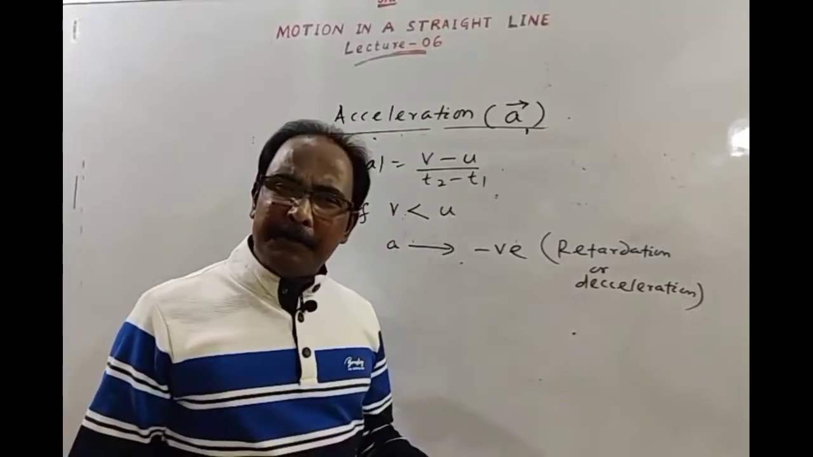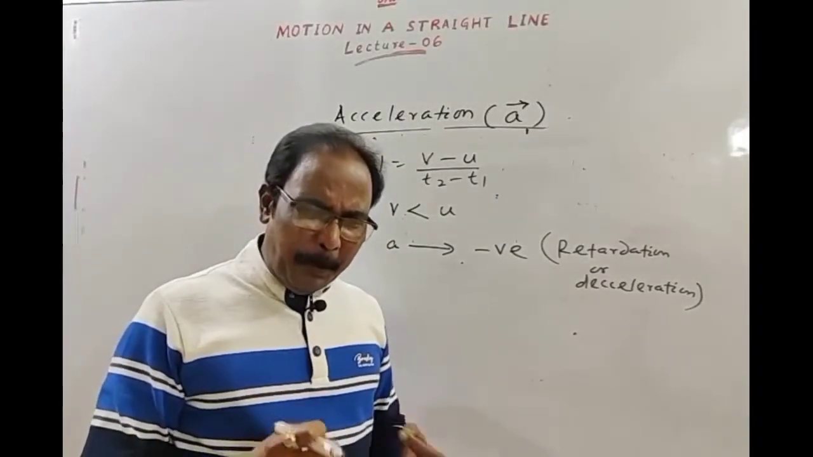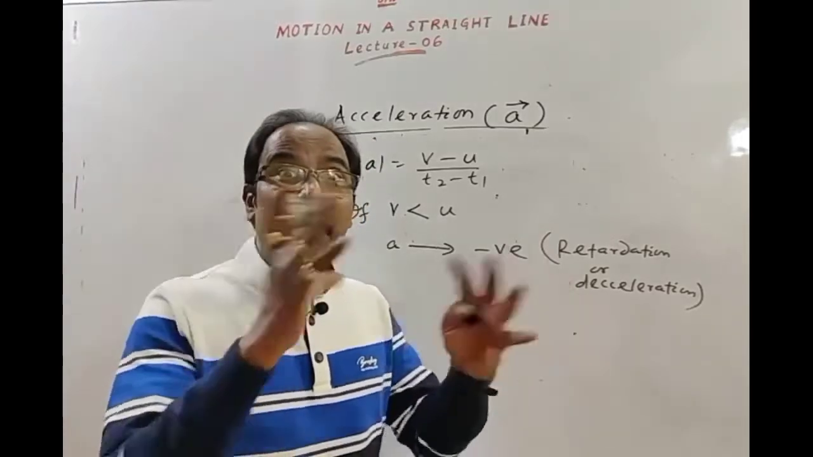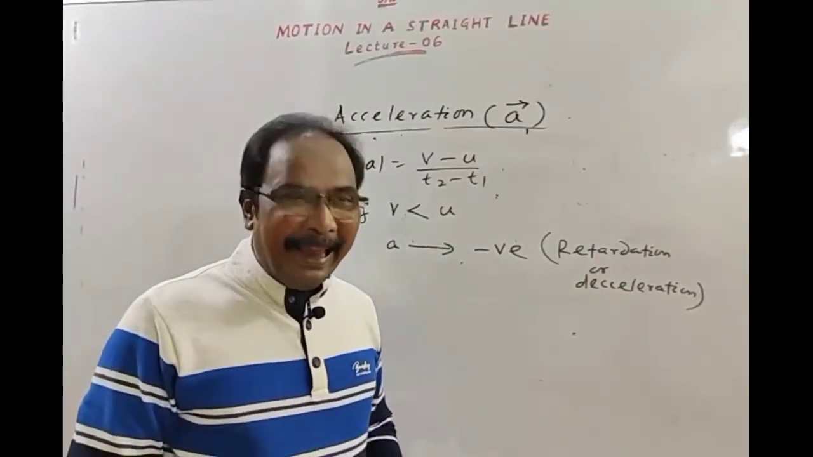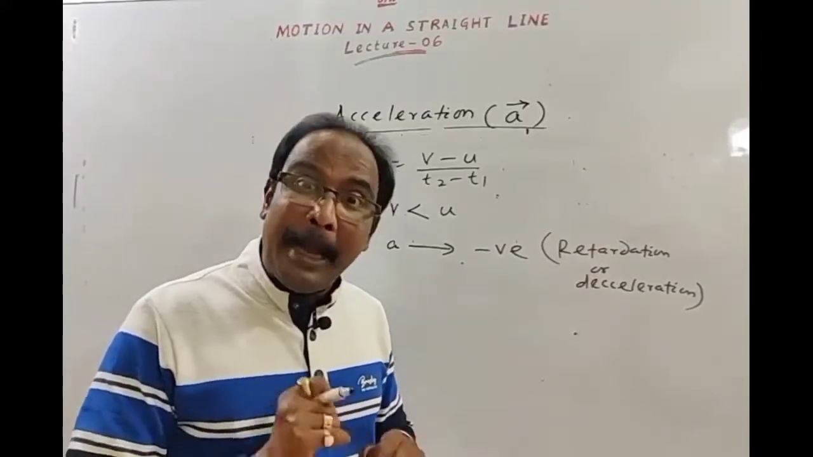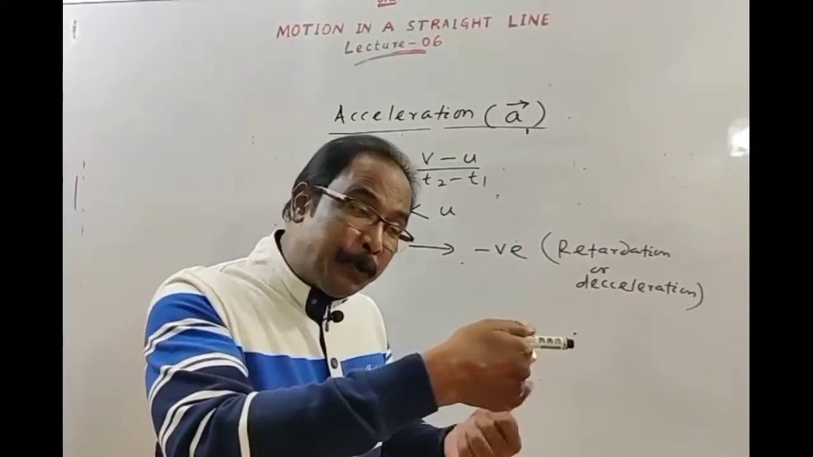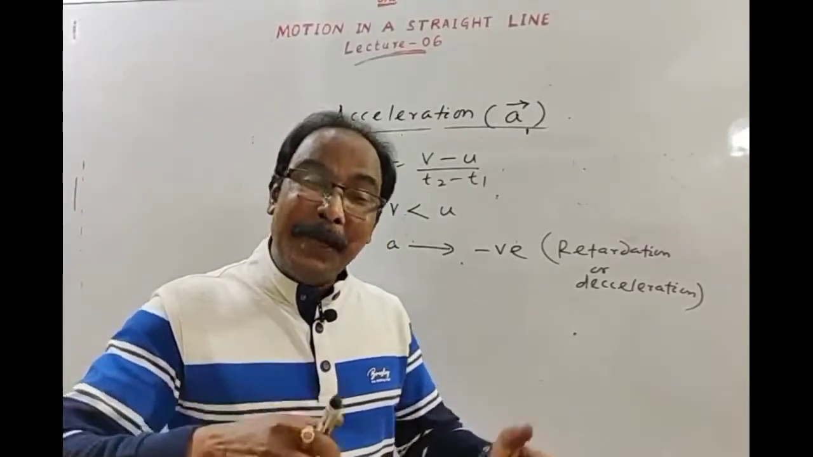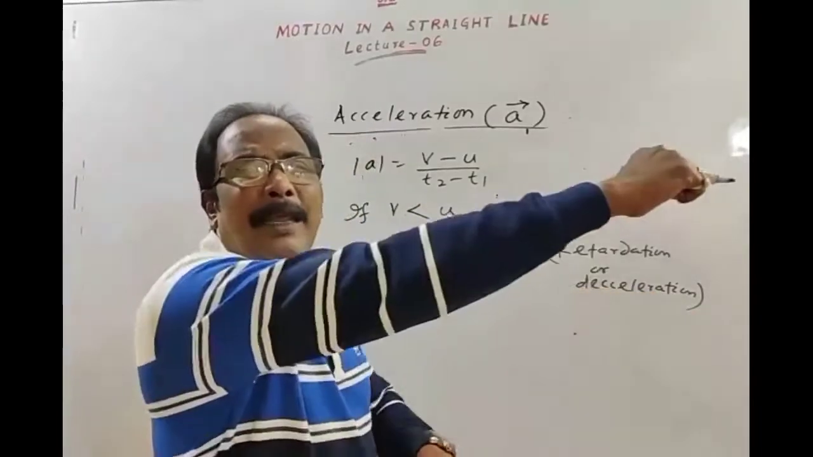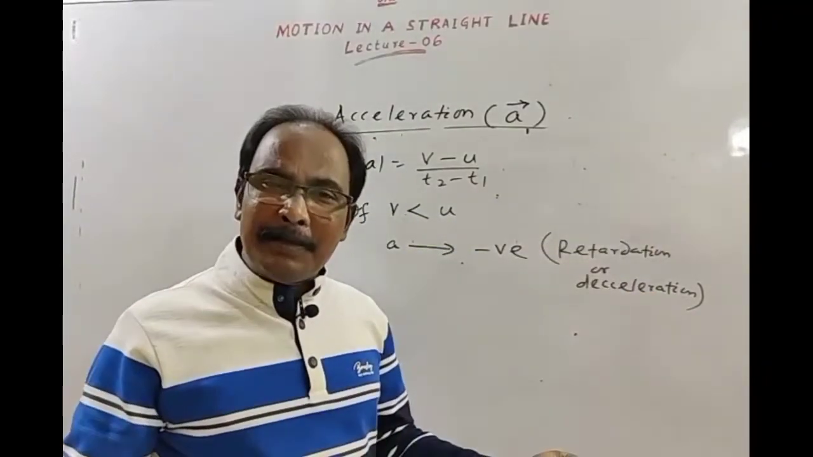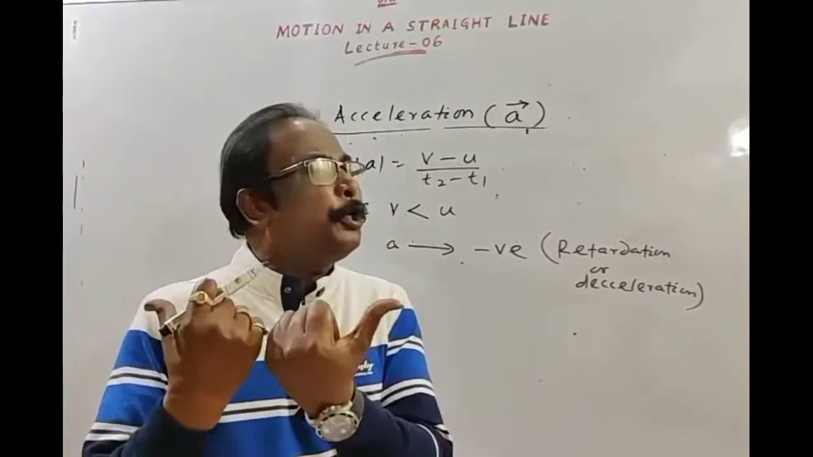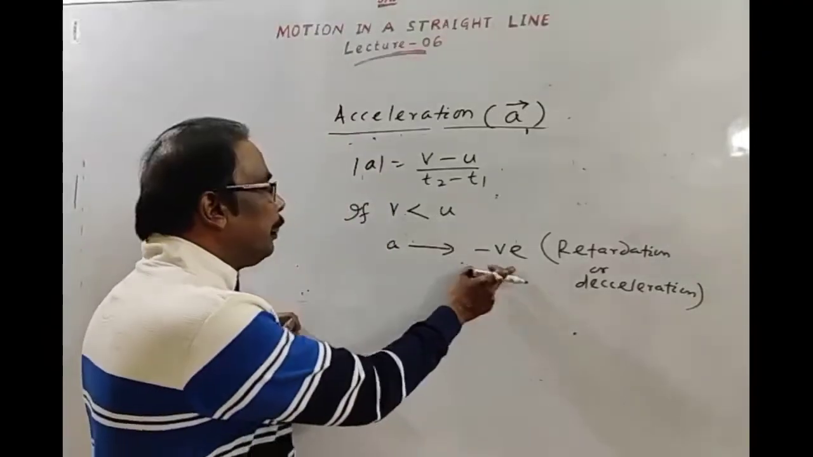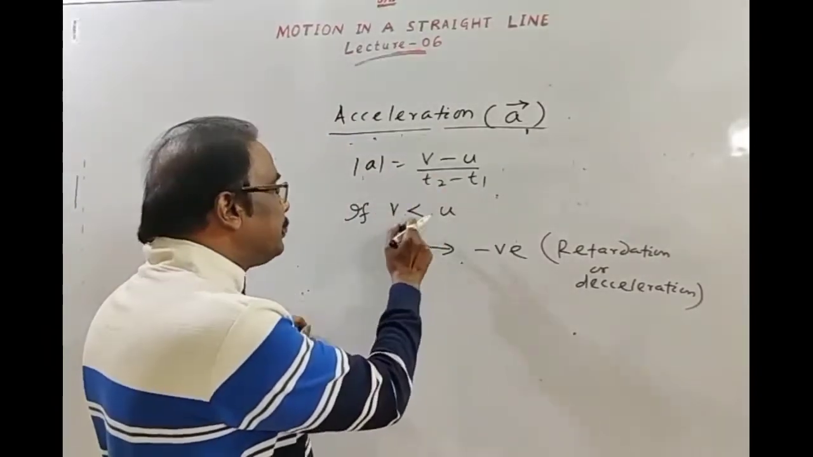How is velocity decreased? Suppose you are moving and you observe that some dogs are fighting on the road. Immediately you will apply your brakes. The brake applies a force in the direction opposite to your motion. If force is applied along the direction of motion, then velocity increases. If force is applied opposite to the direction of motion, then velocity decreases. So here acceleration is negative if v is less than u.